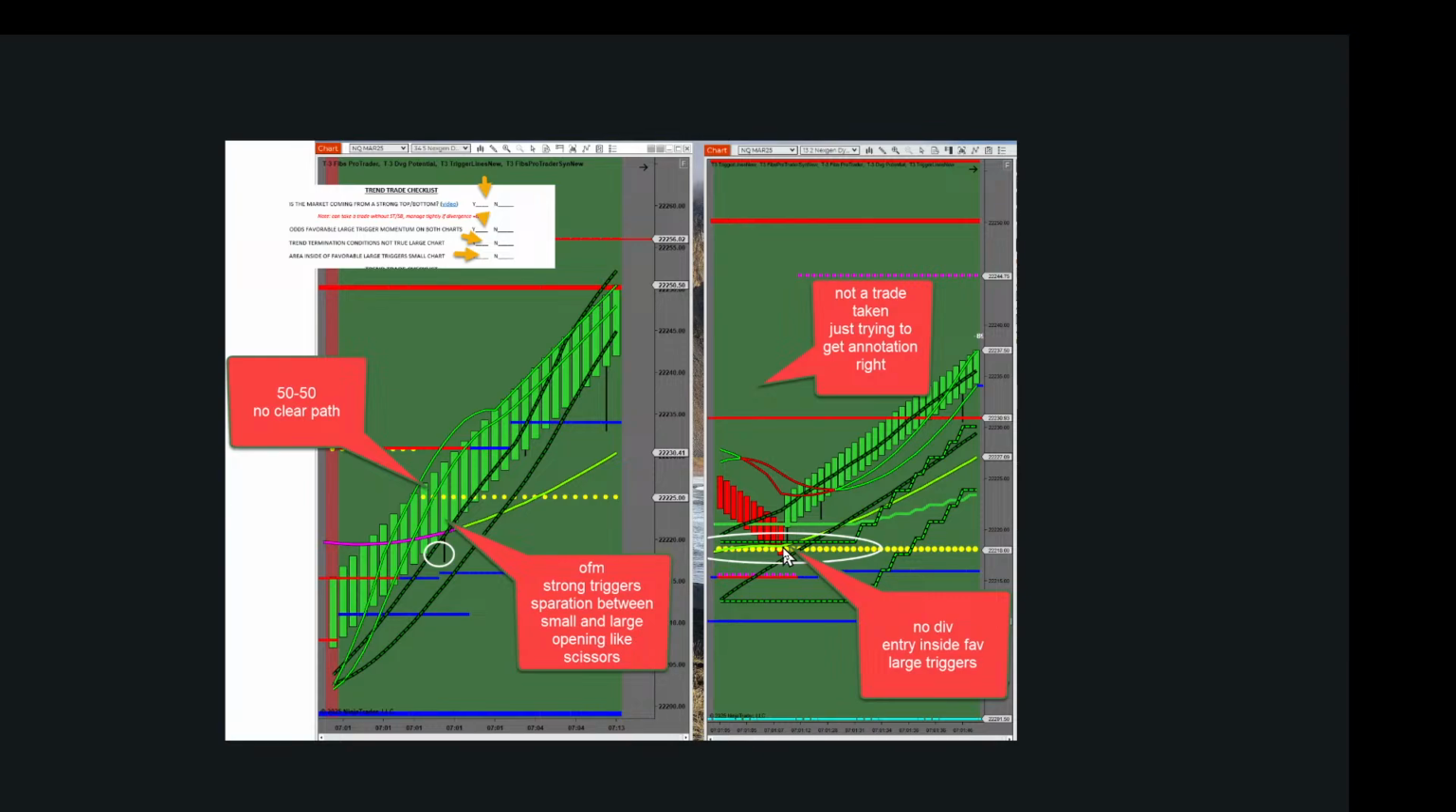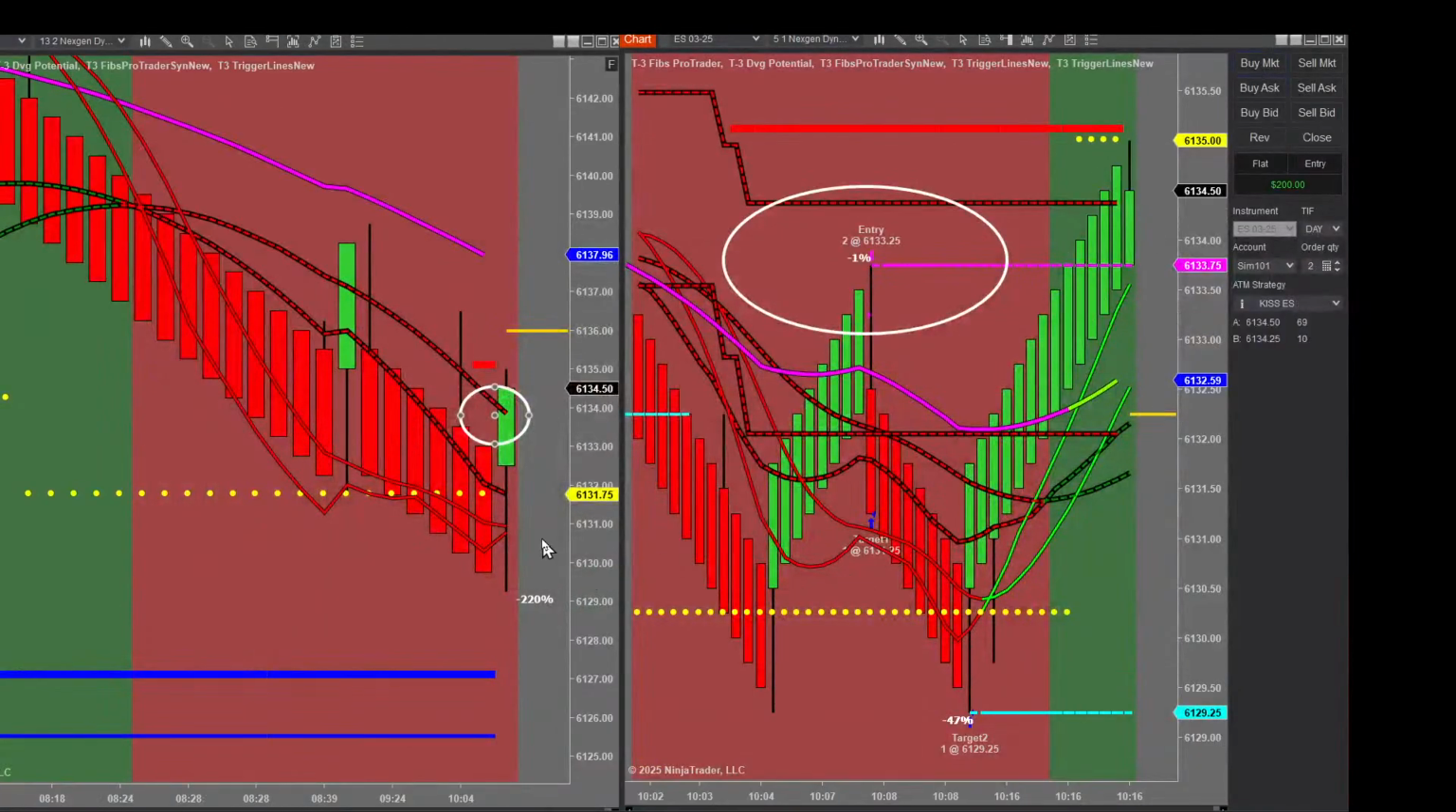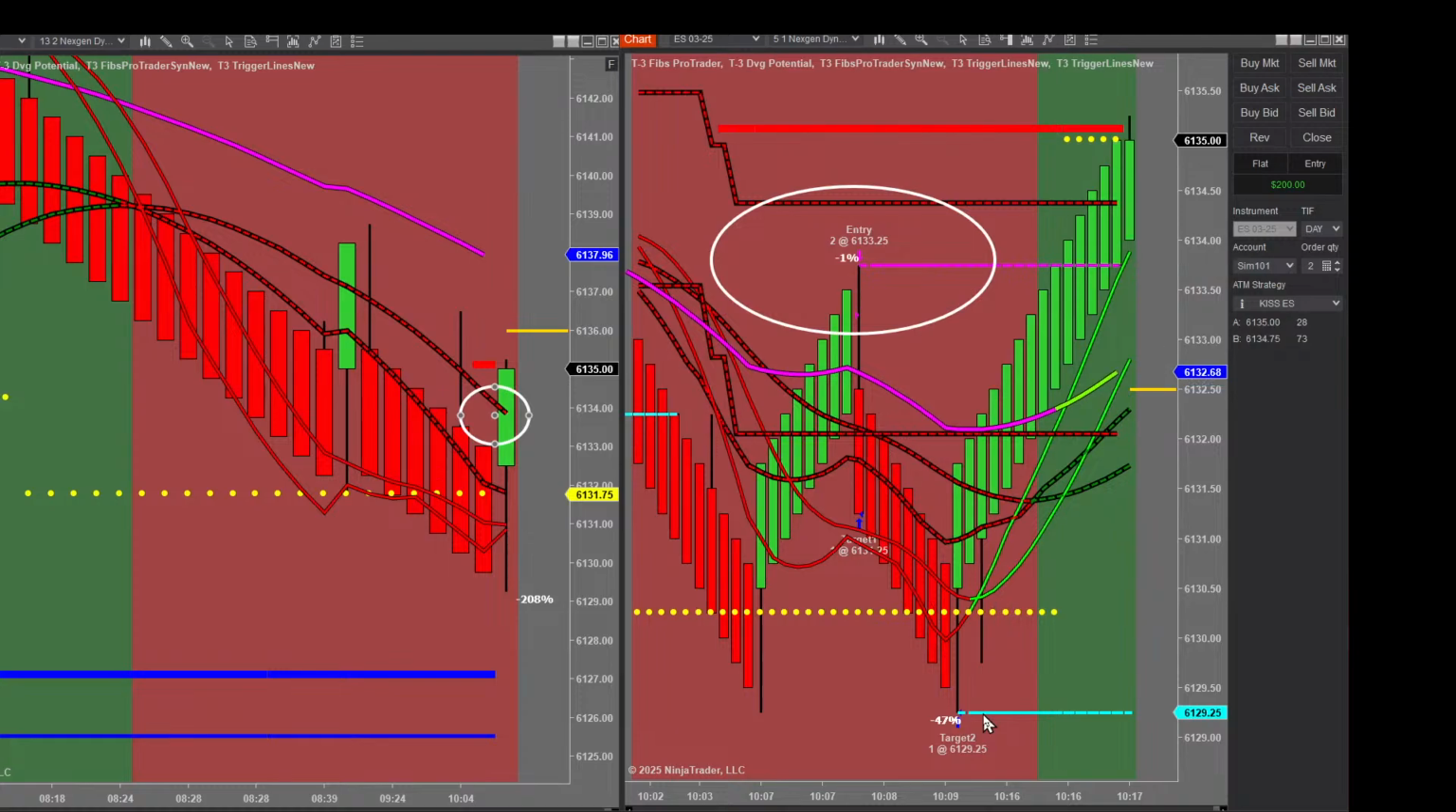I don't know, Boaz. What do the trigger lines tell you? The trigger lines say, hey, guess what? It has the potential to break. Divergence says it's less likely to break. So Boaz, you don't know right now. You just don't know what it's going to do.